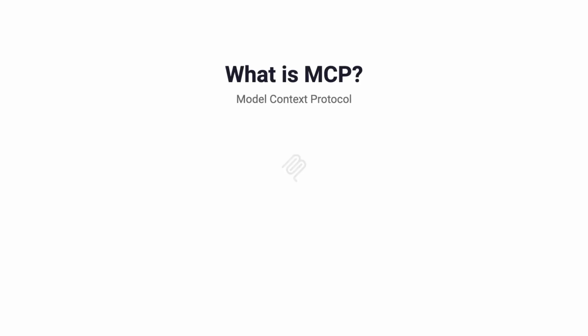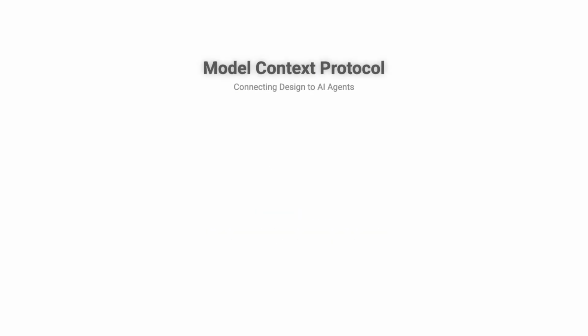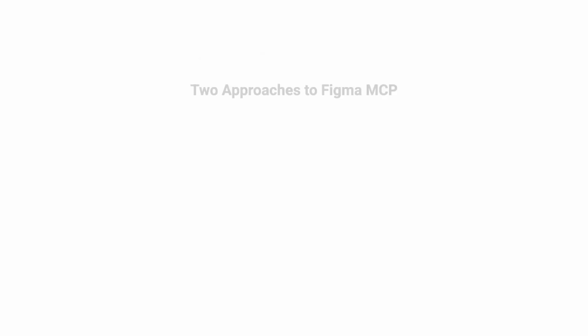MCP, the Model Context Protocol, creates a direct bridge between AI coding assistants like Claude Code, Cursor, and GitHub Copilot and your Figma designs. Instead of manually describing what a button looks like, your AI can access the design directly.